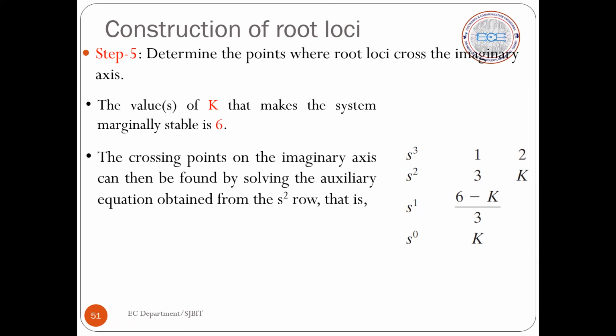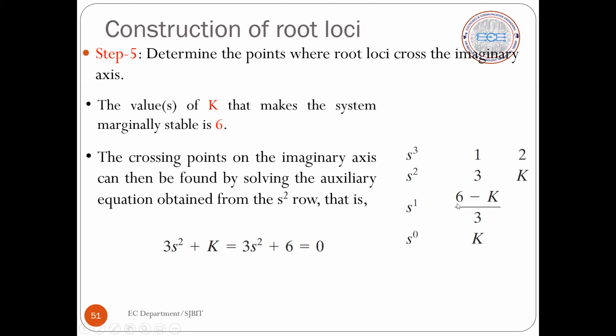The crossing points on the imaginary axis can then be found by solving the auxiliary equation obtained from the s square row, that is 3s square plus k equals 0. That is what we have to construct. 3s square plus k is equal to 0. That equation we have to construct. And for the k value, how much you have to substitute? Marginal stability value you have to substitute.